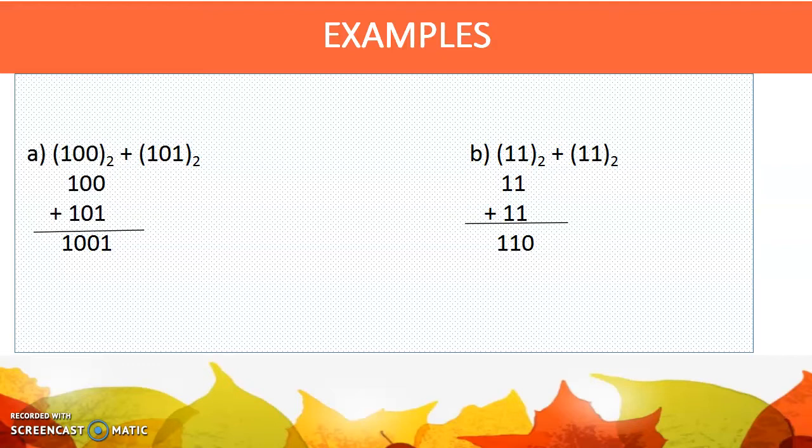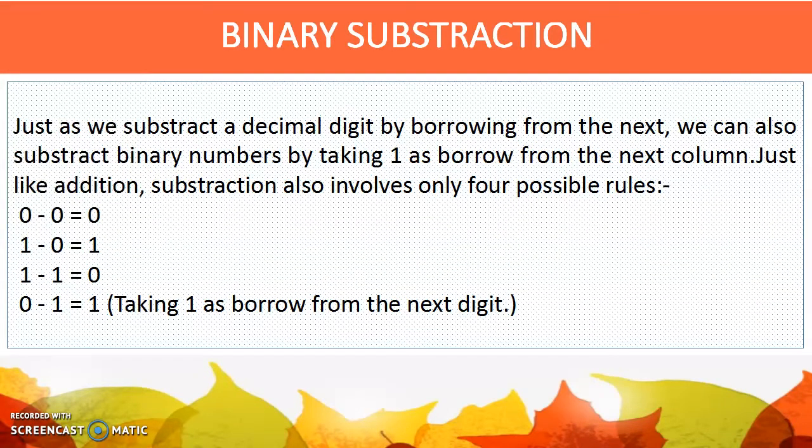Now students, we will see how binary subtraction is done. When we have to perform binary subtraction, we have to follow some basic rules as we have done in binary addition. As in the decimal number system, we have learned that a small number is subtracted from the larger number, and sometimes we also need to borrow from the next digit, right? So all these rules you have to follow in binary subtraction also. Just as we subtract a decimal number from another smaller digit by borrowing from the next, we can also subtract binary numbers by taking 1 as a borrow from the next column.